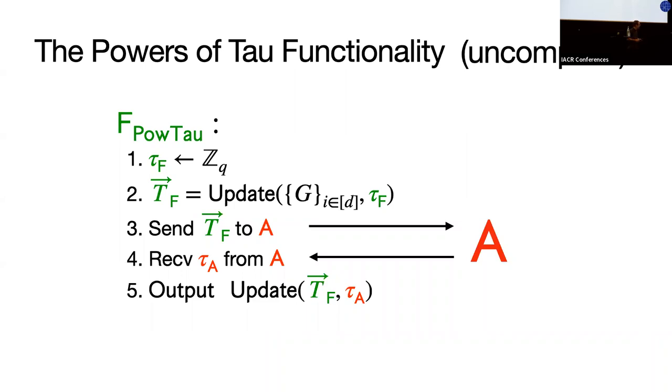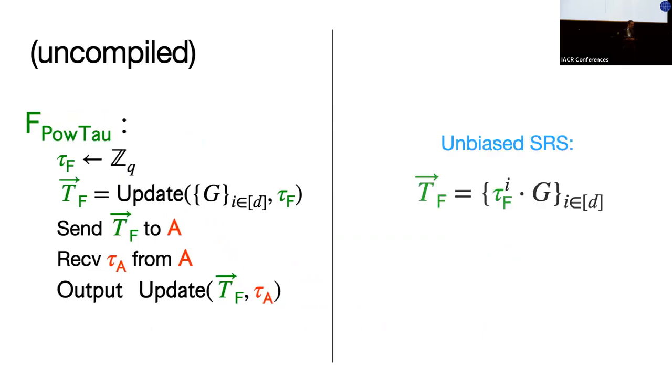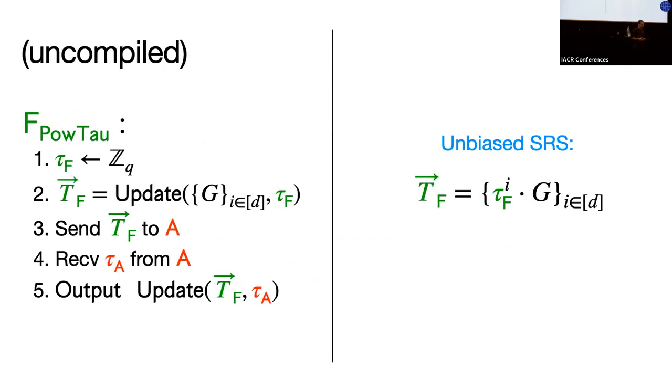Now, during the invocation of this functionality, 2 different SRSs enter the adversary's view. The first one is the unbiased SRS, which comprises the powers of only the functionality's share of tau. And the second is the biased output SRS, which comprises the powers of the product of the adversary and functionality's shares.